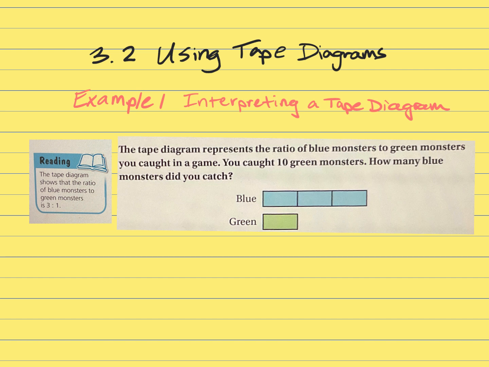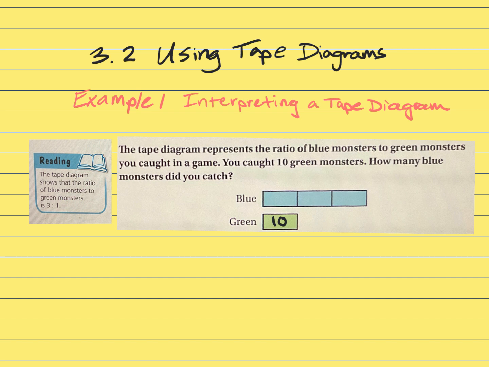The tape diagram, which is this right here, is what we consider a tape diagram. It represents the ratio of blue monsters to green monsters you caught in a game. So you caught 10 green monsters. How many blue monsters did you catch? If they're telling us that we caught 10 green monsters, that means this represents 10, because there's only one of those pieces of the tape.